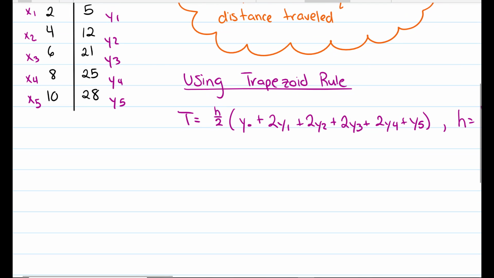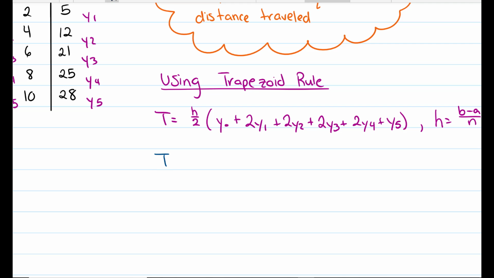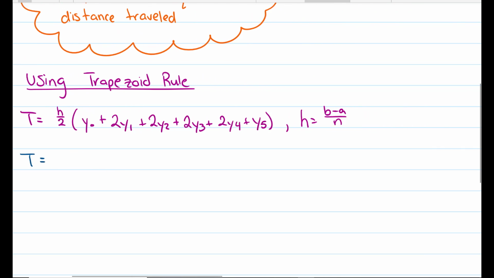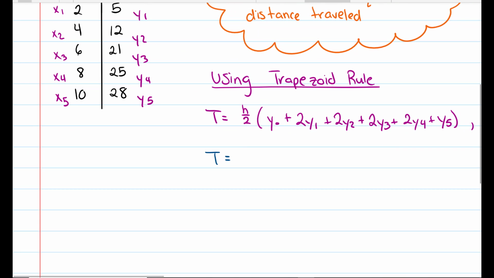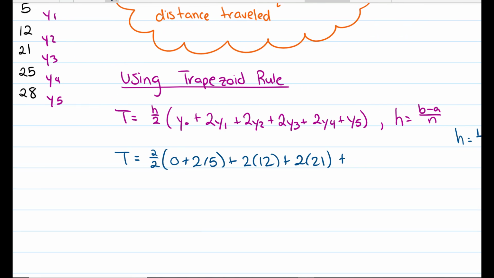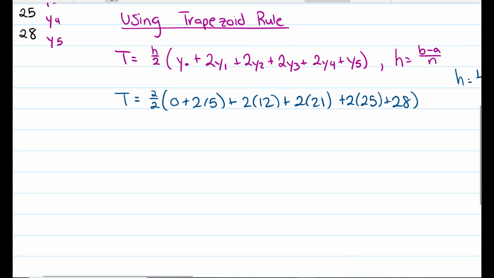So using the trapezoid rule, we just have to plug everything in. And you get that t is equal to, we've got to find h, so let's go find h. H would be 10 minus 0 over 5, so that's going to be equal to 2. So you get 2 divided by 2 times 0 plus 2 times 5 plus 2 times 12 plus 2 times 21 plus 2 times 25 plus 28. And this is going to be equal to 154 feet.